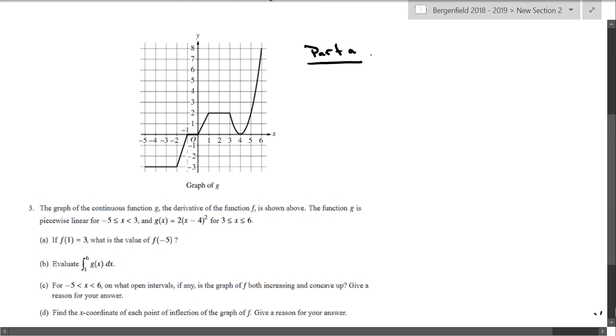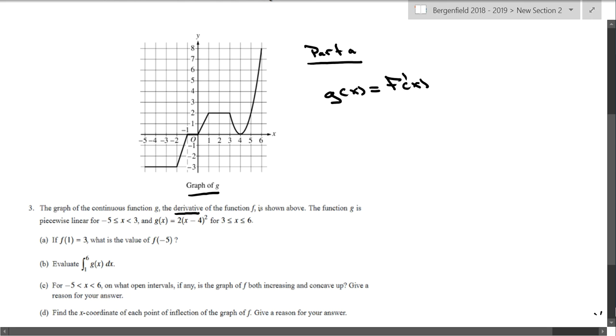Okay, we have the graph of g right here, and the graph of g is continuous, and the derivative of the function f. So g is the derivative of the function f. Let me write that down. I think that's what that means, right? It means that if I take the derivative of f, I'll get g.